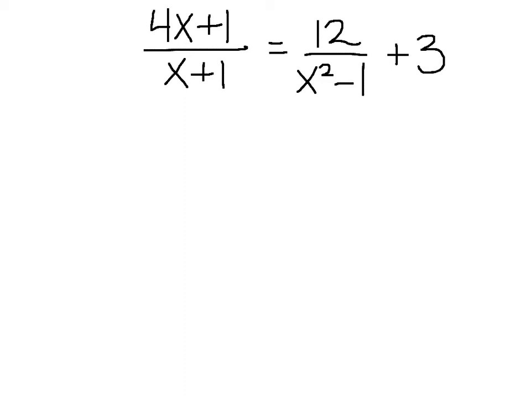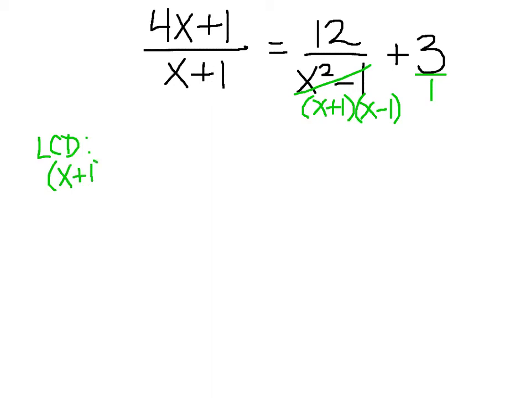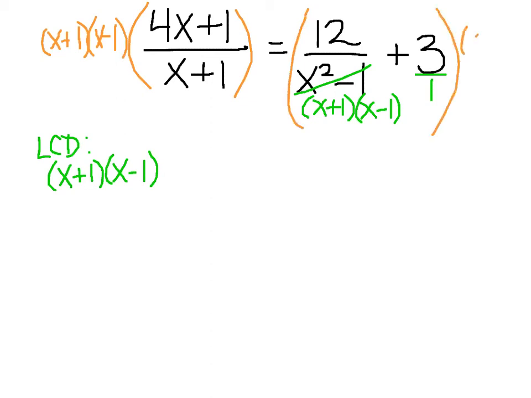Okay, so first of all, we know that x squared minus 1 is actually x plus 1 times x minus 1. And we know this plus 3 is actually over 1. So the LCD is going to be x plus 1 times x minus 1. Taking that into account, we're going to multiply both sides by the LCD. So I'm going to multiply this side by x plus 1 times x minus 1, and I'm going to multiply this whole thing by x plus 1 times x minus 1.